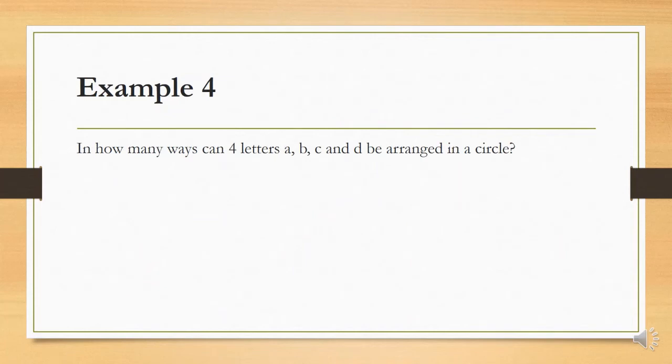Okay, so for example number 4, in how many ways can 4 letters A, B, C, and D be arranged in a circle? So pag circle, ang ating formula is simply n minus 1 factorial. So since there are 4 letters, minus 1 natin, so magiging 3 factorial na lang siya, which means 3 times 2 times 1. So meron tayong 6 ways to arrange them.